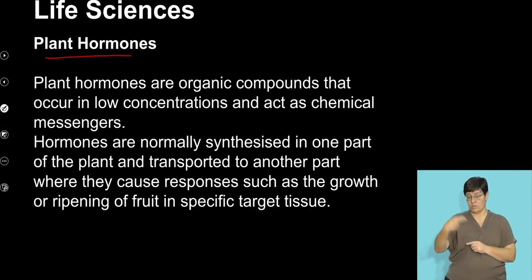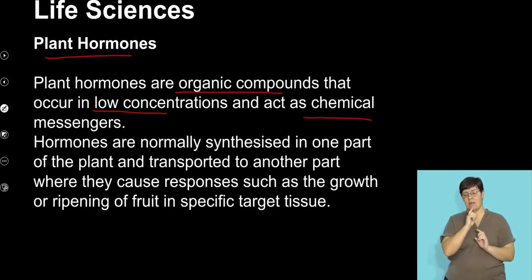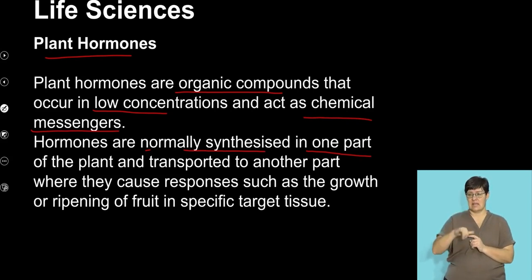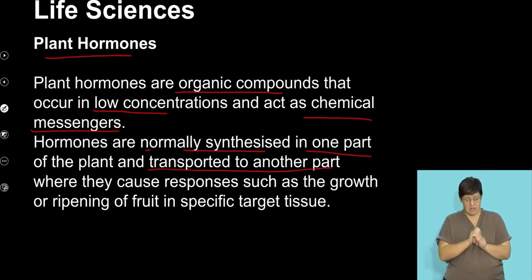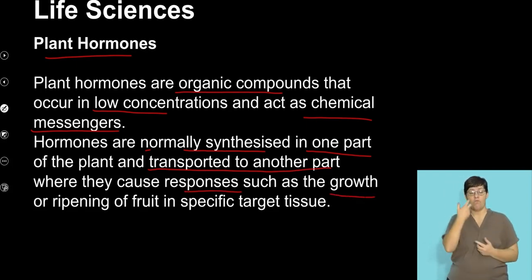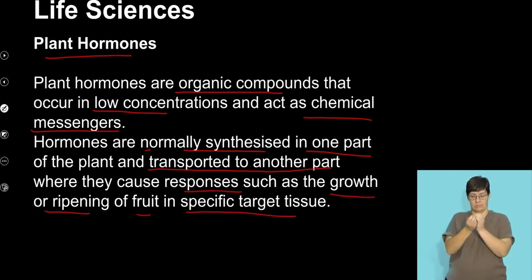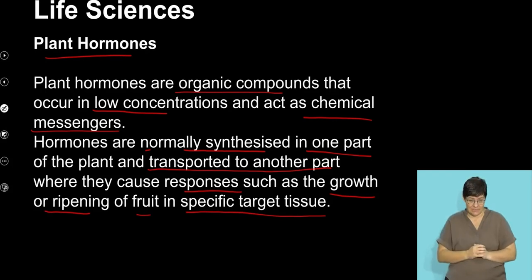So the plant hormones are essentially organic compounds produced by the plant that occur in low concentrations and act as chemical messengers. So they have a specific function to carry out. Hormones are normally synthesized in one part of the plant, and then they're transported to the other parts where they can cause a response such as the growth or the ripening of fruit or in this specific tissue.